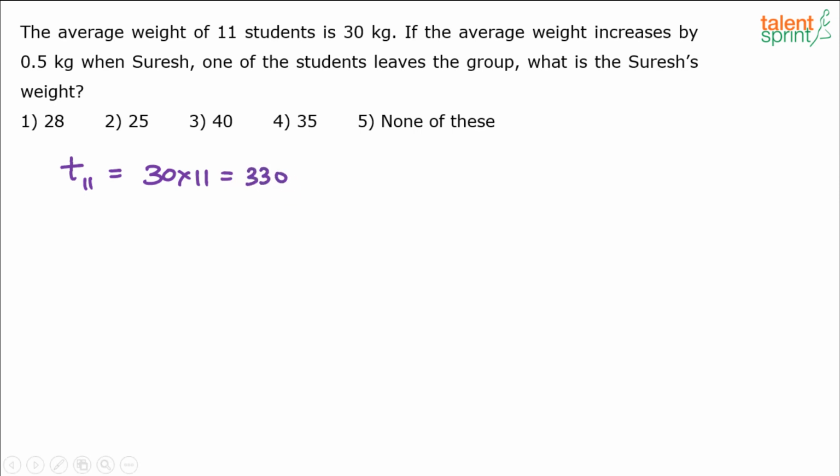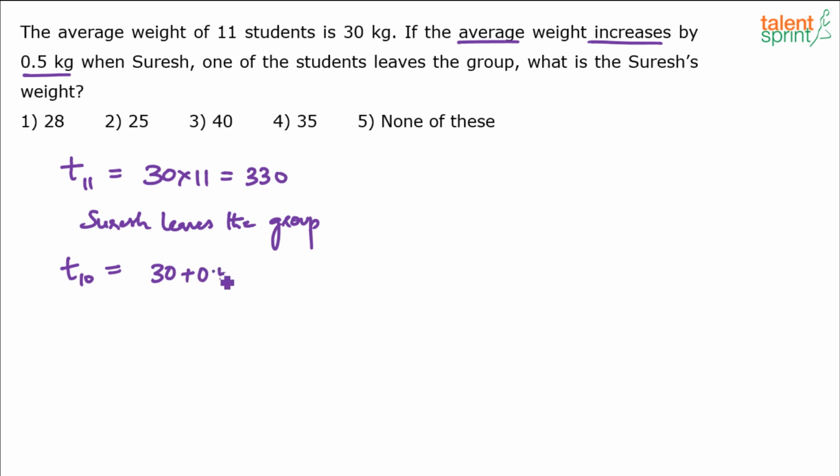Now Suresh has left the group. That means only 10 persons are there in the group now. So what is the total of these 10 persons? When Suresh leaves the group, the average increases by 0.5 kg. So what was 30 has now become 30.5. For 10 people only. So what is the total now? 30.5 into 10, 305.